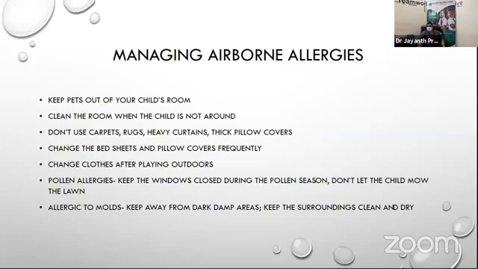Then there are molds, that is fungus, which grows in the dark and damp areas. If a child is allergic to these molds, the child should be kept away from those areas and surroundings should be kept clean and dry so that molds don't grow.